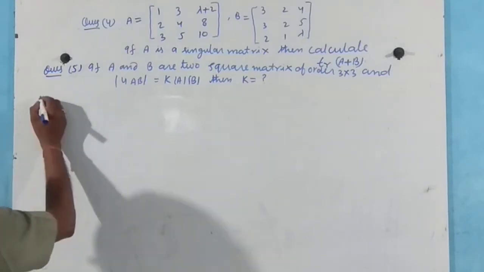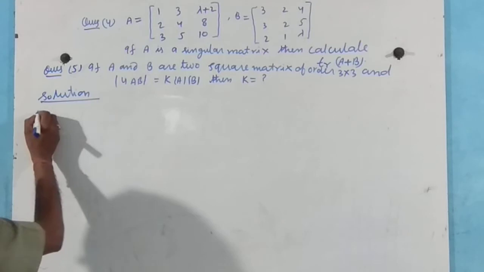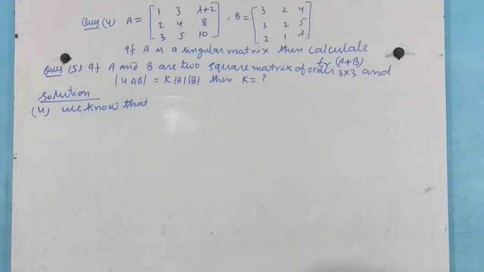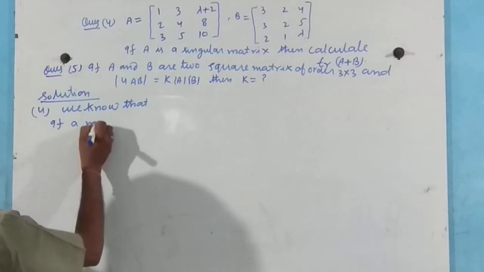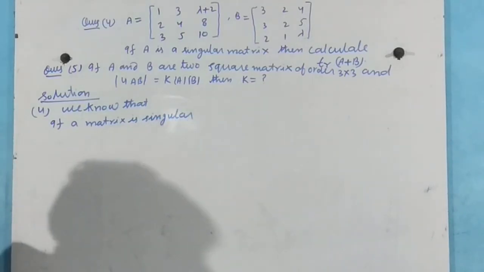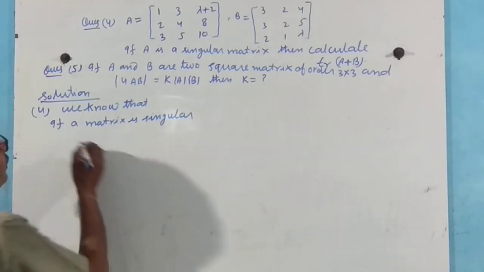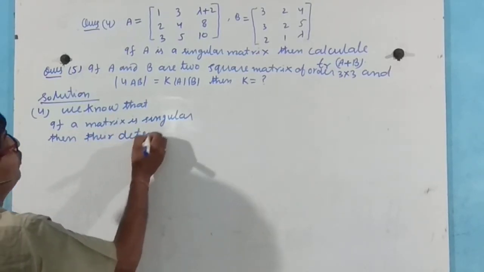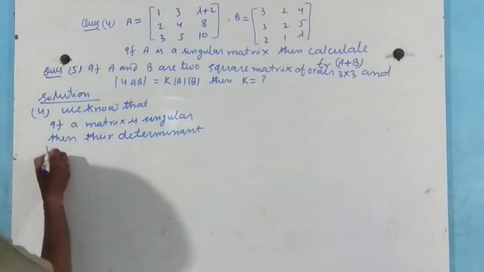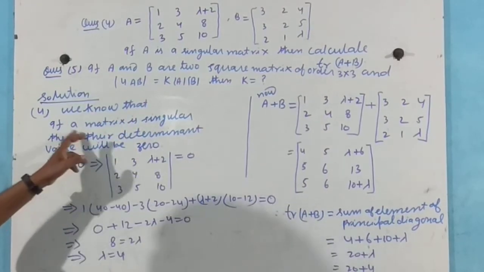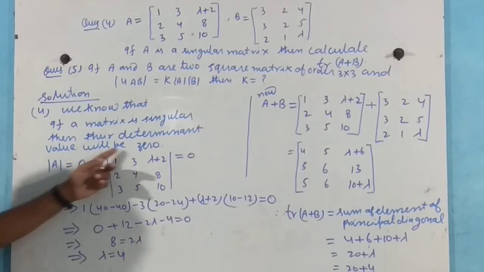Now we know that solution 4, we know that if a matrix is singular, then their determinant value will be 0.